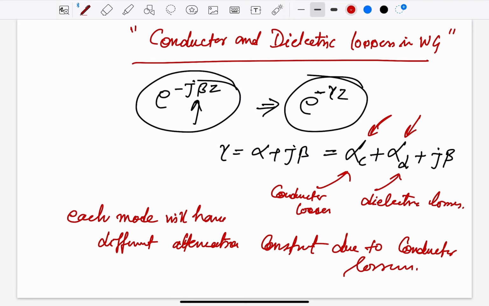Fine. So with this background, let us start the analysis, finding the dielectric losses and the conductor losses separately. Let us start with the dielectric losses.